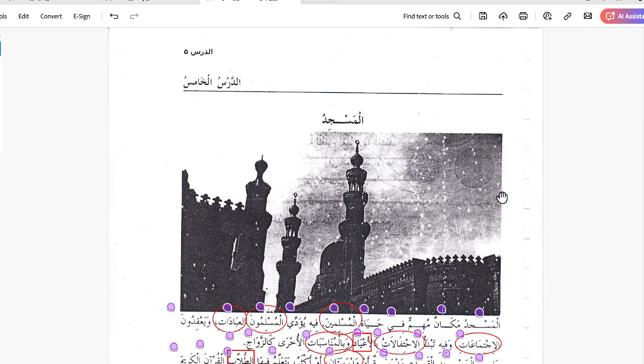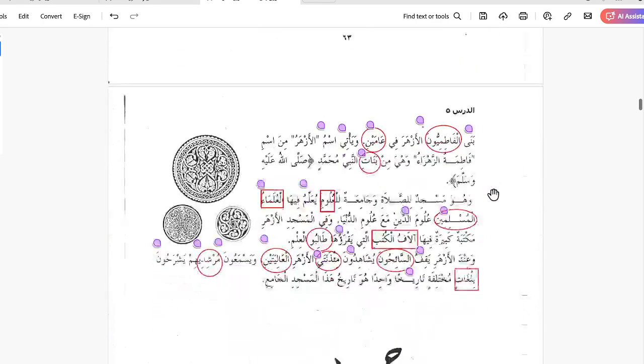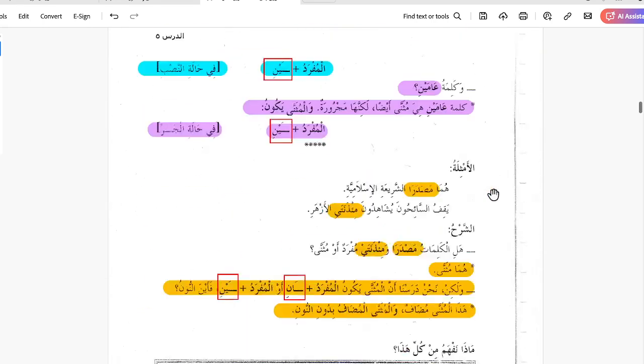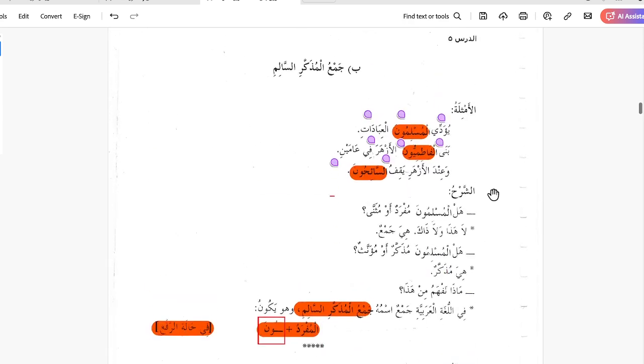We're studying lesson number 5, Al Masjidu, and in this lesson we're studying how to make duals and the plurals: Jama Muzakkar Salim, Jama Muannas Salim, and the Jama Taksir, which are the broken plurals. So briefly, we studied Jama Muzakkar, we studied the duals.